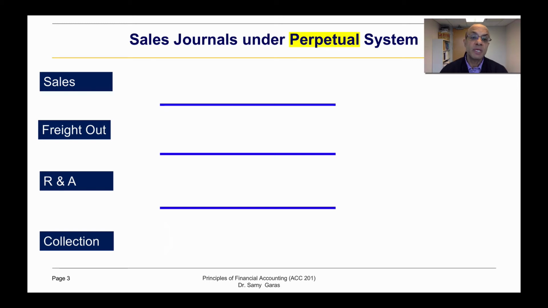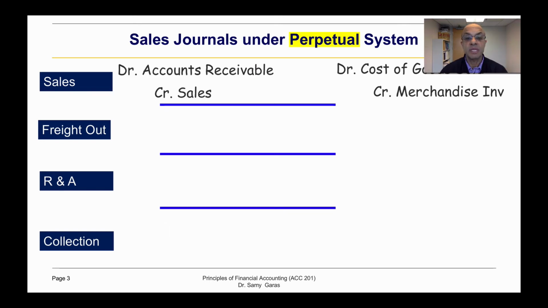So whenever we make sales, we usually debit accounts receivable and credit sales with the selling price, and then we make another journal for the cost price where we debit cost of goods sold and credit merchandise inventory. If the shipping charge is FOB destination and the seller is going to pay the freight, then he will charge it as debit freight out, credit cash.